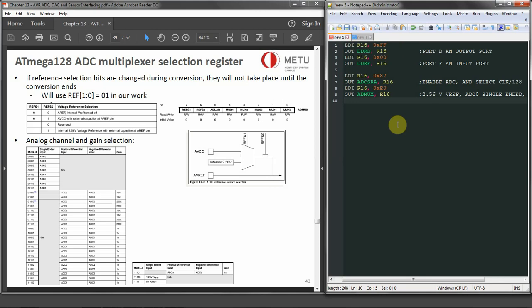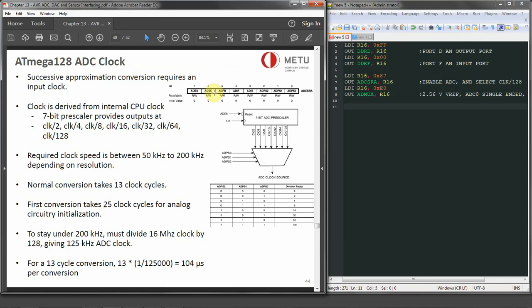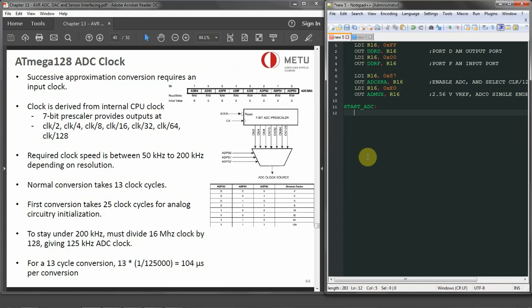So we have got all the settings necessary for the analog to digital conversion. Next thing to do, we have to start the conversion. To start the conversion, we have to set the ADSC bit to be 1. So let's say start ADC. When we start ADC, what we do is set bit immediate of ADCSRA, the ADSC bit. So we can start conversion.